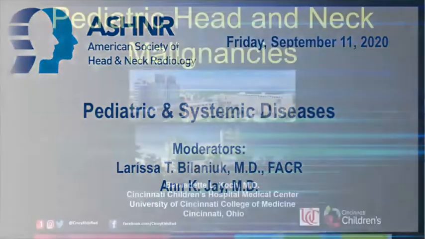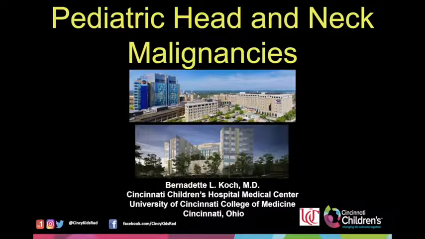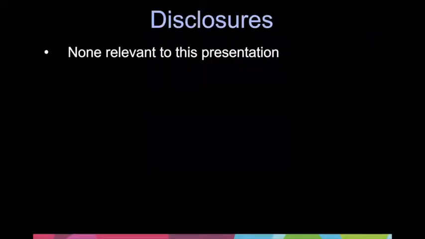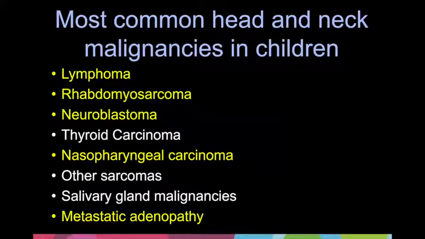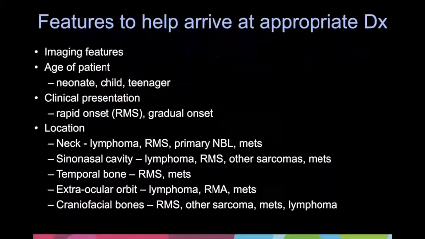Good afternoon. I would like to thank Dr. Schmalfuss and the program committee for inviting me to speak today on the topic of pediatric head and neck malignancies. Our objective for the next 20 minutes will be to review the imaging characteristics of the most common non-ocular, non-thyroidal, and non-salivary gland malignancies that occur in the pediatric head and neck. Many of the lesions that we will discuss occur in multiple locations in the head and neck, including the neck, sinonasal cavity, temporal bone, craniofacial bones, and extraocular orbit.